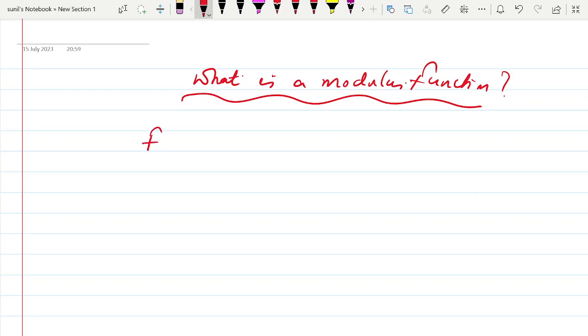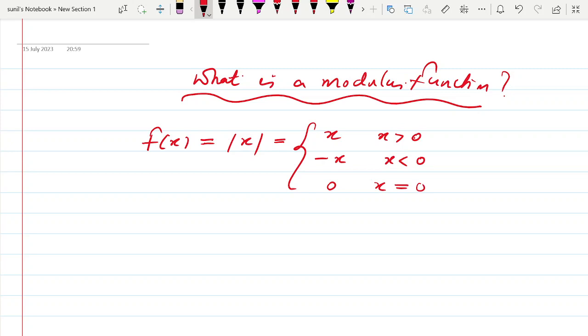Suppose I am writing f(x) is mod x. It is defined as x if x is positive, minus x if x is negative, and 0 when x equals 0. This is the definition, but try to understand it. What exactly does this definition conclude?